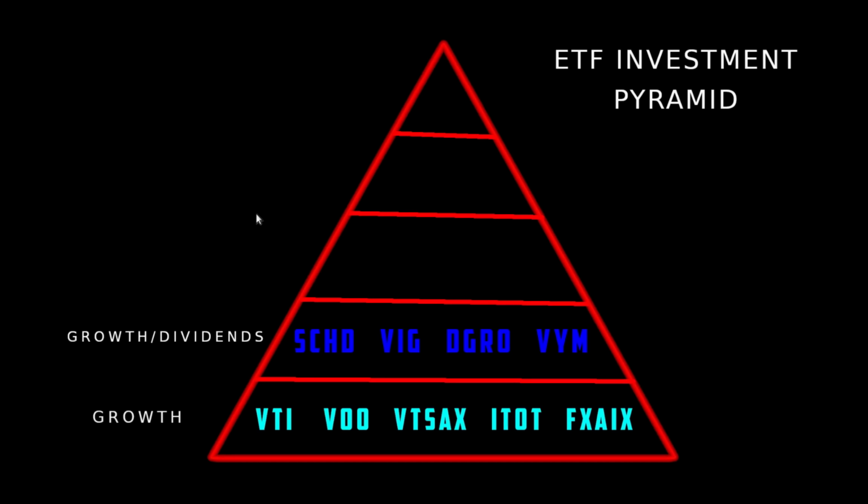All right, we filled in the next line there. We've got growth and dividends. We've got SCHD, VIG, DGRO, and we've got VYM there.